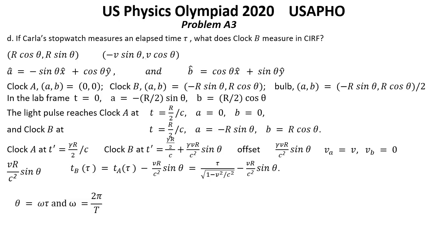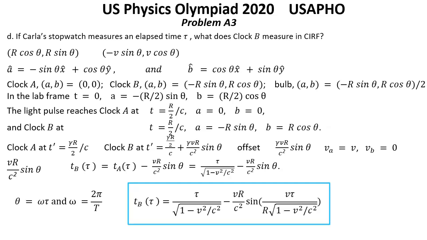Finally, we use that θ = ωτ and ω = 2π/T, where T is the period in Clara's frame. Finally, T_B(τ) equals this expression, and that was the answer for question D. And here we finished the discussion for problem A3.